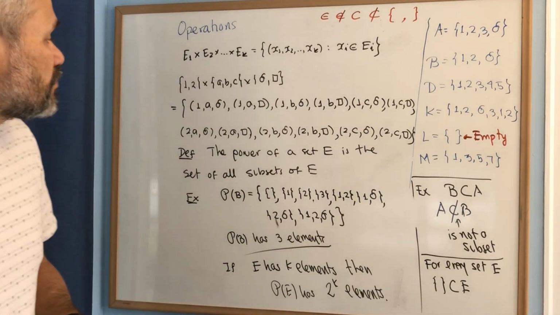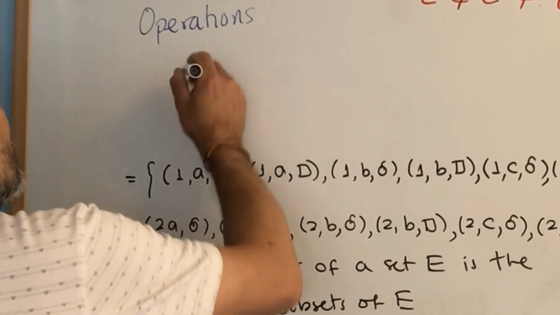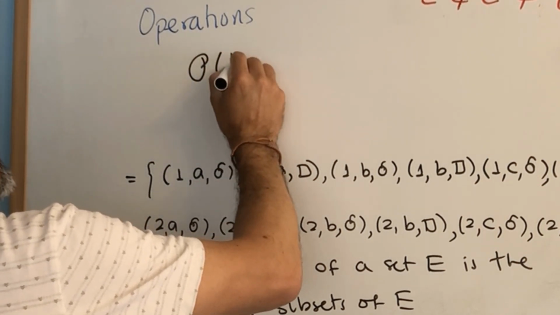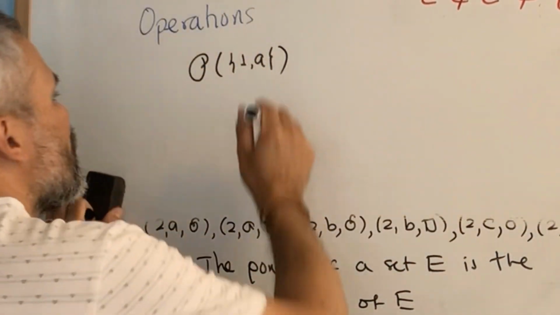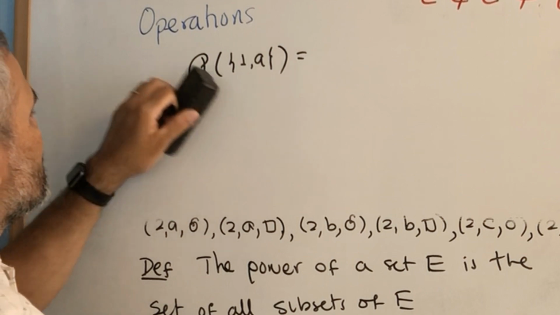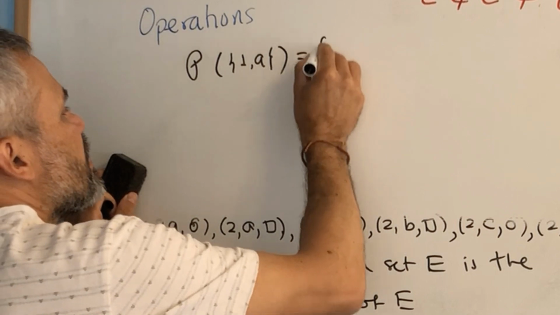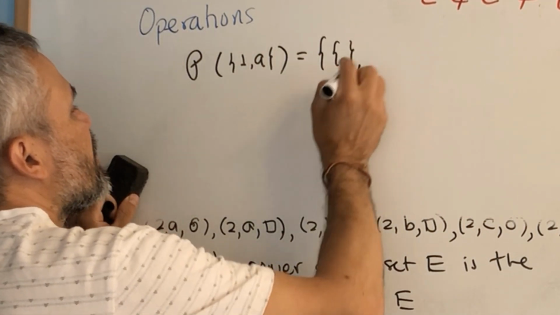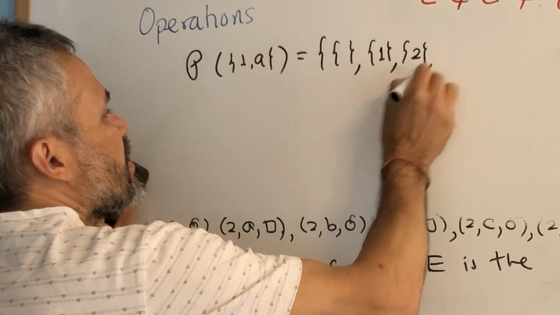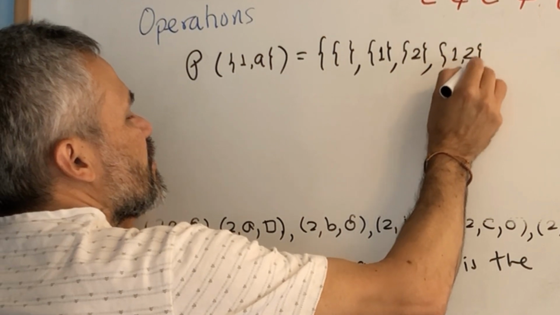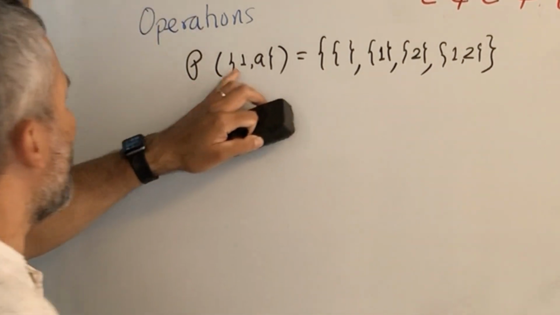And let me do an easy example about this. Let's compute the power of the set {1, A}. Then this set is supposed to have 4 elements, because in this case, this set has 2, and 2 to the 2 is 4. These elements are the empty set, the set whose only element is 1, the set {A}, and this set {1, A}. Then we have 4 elements in the power of this set.